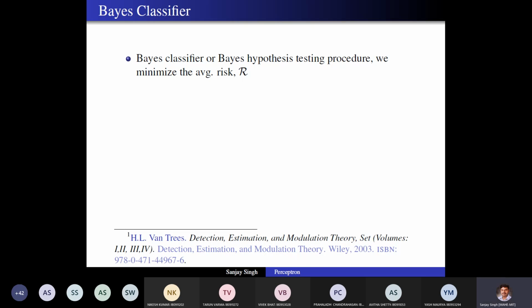So Bayes classifier, or sometimes we call it the Bayes hypothesis, is a hypothesis testing procedure. Basically, we minimize the average risk R, and average risk R means some sort of function. A quantification has been done that if the value is this much, what will happen if the value is below or above? So that is the hypothesis testing. When you say hypothesis, this all looks very complicated, but no, it is a very simple thing.